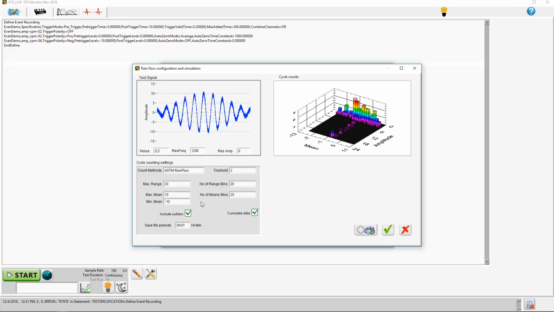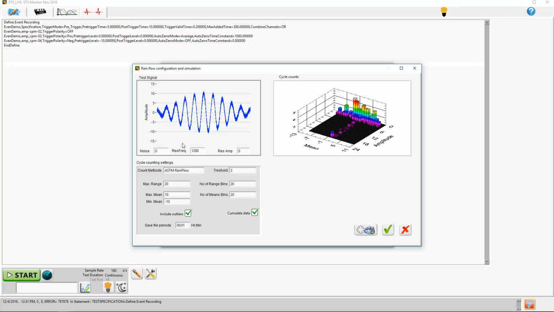Rainflow counting is a bit tricky. You have to know a little bit what your signal is going to do. You have to estimate what you can expect to have a good distribution over the numbers of bins. We have for that a test signal, which is a typical number of cycles that need to be counted, and we have some features to pollute the signal.